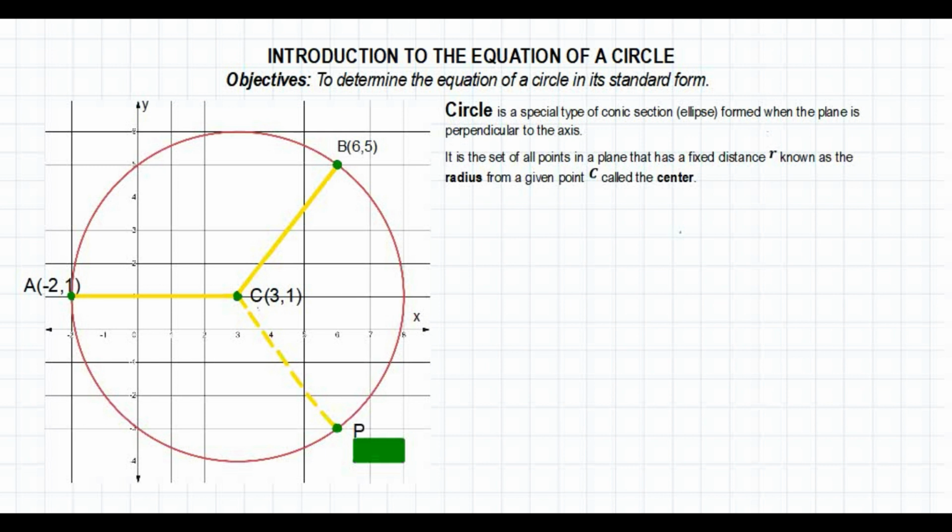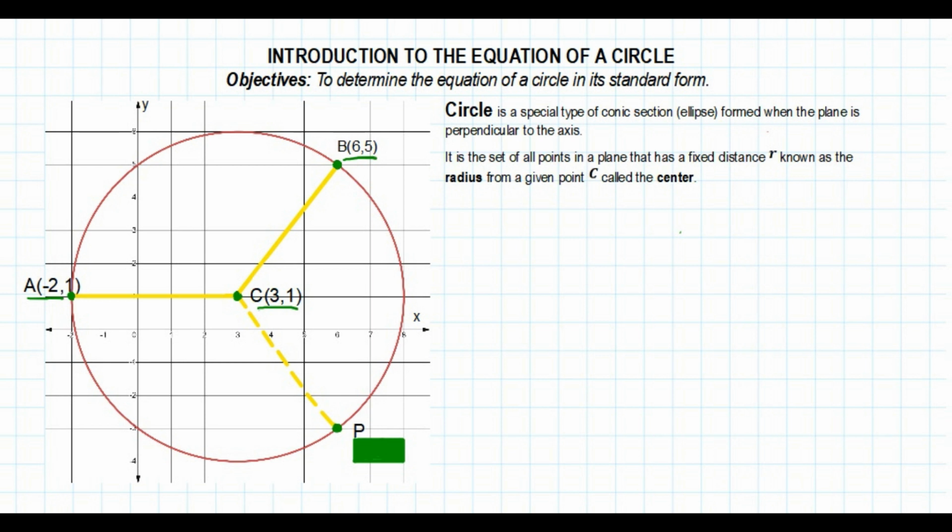Now, take a look at the figure on the left side. So we have a circle graphed in a coordinate plane. And we can see the center, which is labeled as C with coordinates 3 and 1. We have point A with coordinates -2, 1, and B with coordinates 6 and 5. Now, pag-aralan natin yung meaning ng circle para malaman natin yung kanyang standard form.